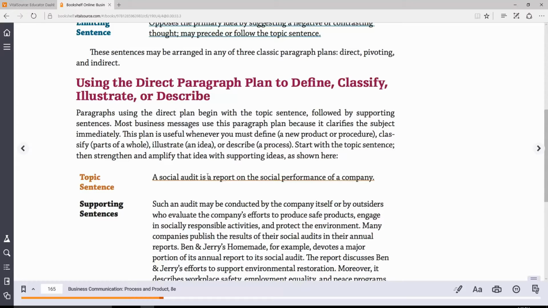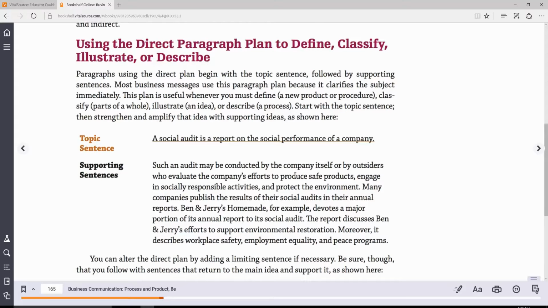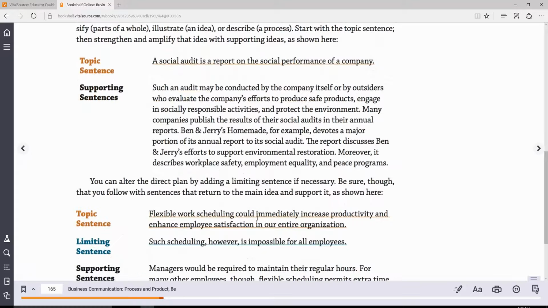The topic sentence: a social audit is a report on the social performance of a company. And here's the supporting sentences. You can alter the direct plan by adding a limiting sentence. You're going to have to sit and just kind of go through this.